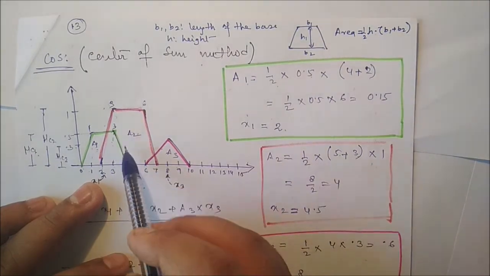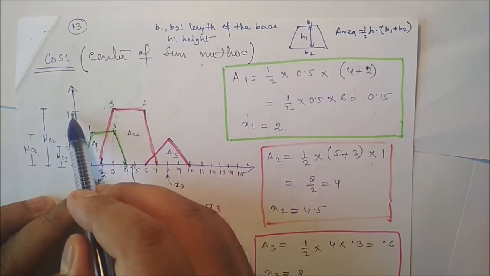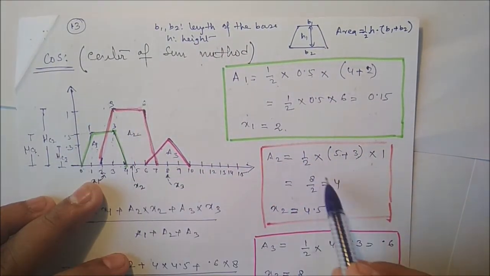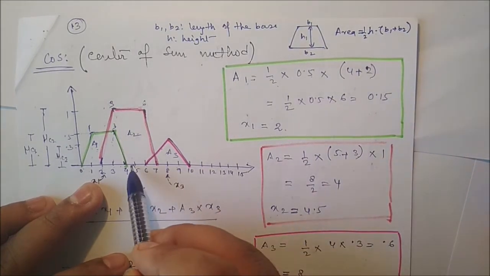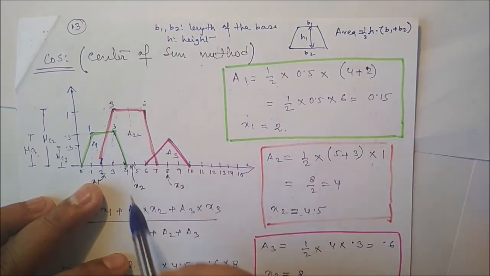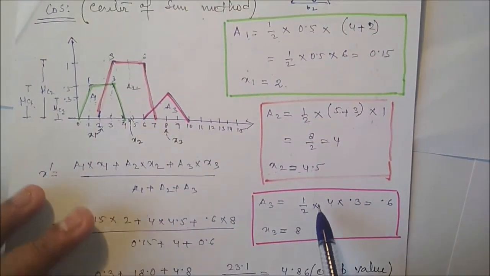1 by 2, and the height is 1. If you solve it, the area is 4, and the center of gravity x2 is 4.5, somewhere here, it is the middle point. Okay, now A3 is a triangle.